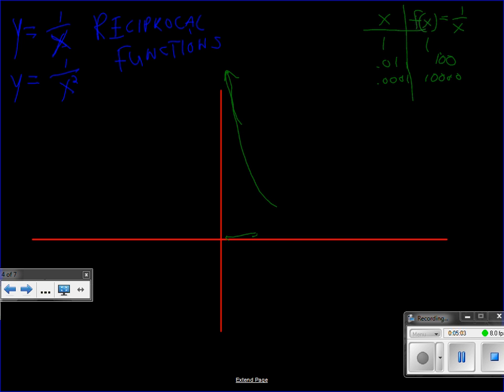What happens as x gets bigger? As x gets to 10, this is 0.1. What happens as x goes to 100? It's 0.001, and so on. So the function looks like this.